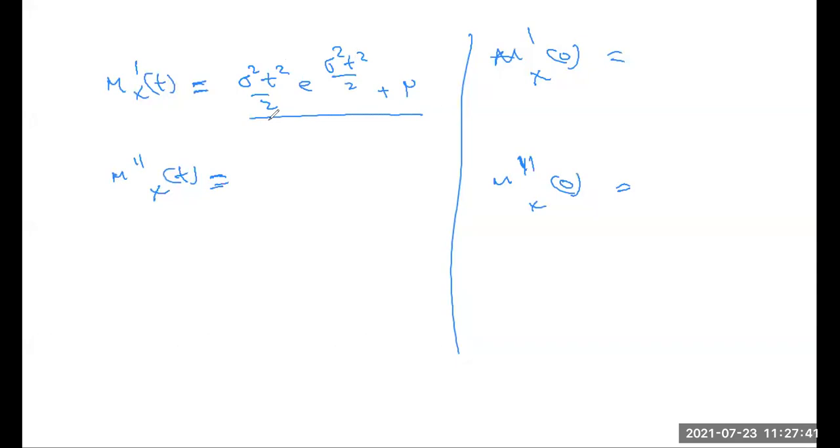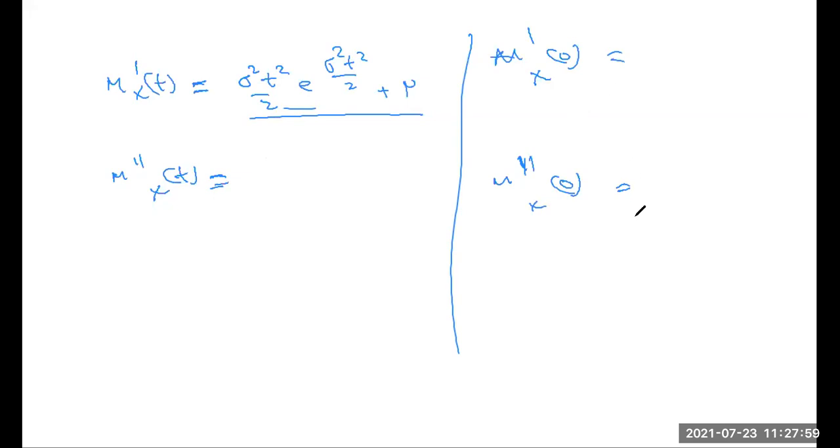Yes? Anybody with a different solution from this? Thank you, Antonia, for that. Second derivative, another group. You just tell us what you got from your group.